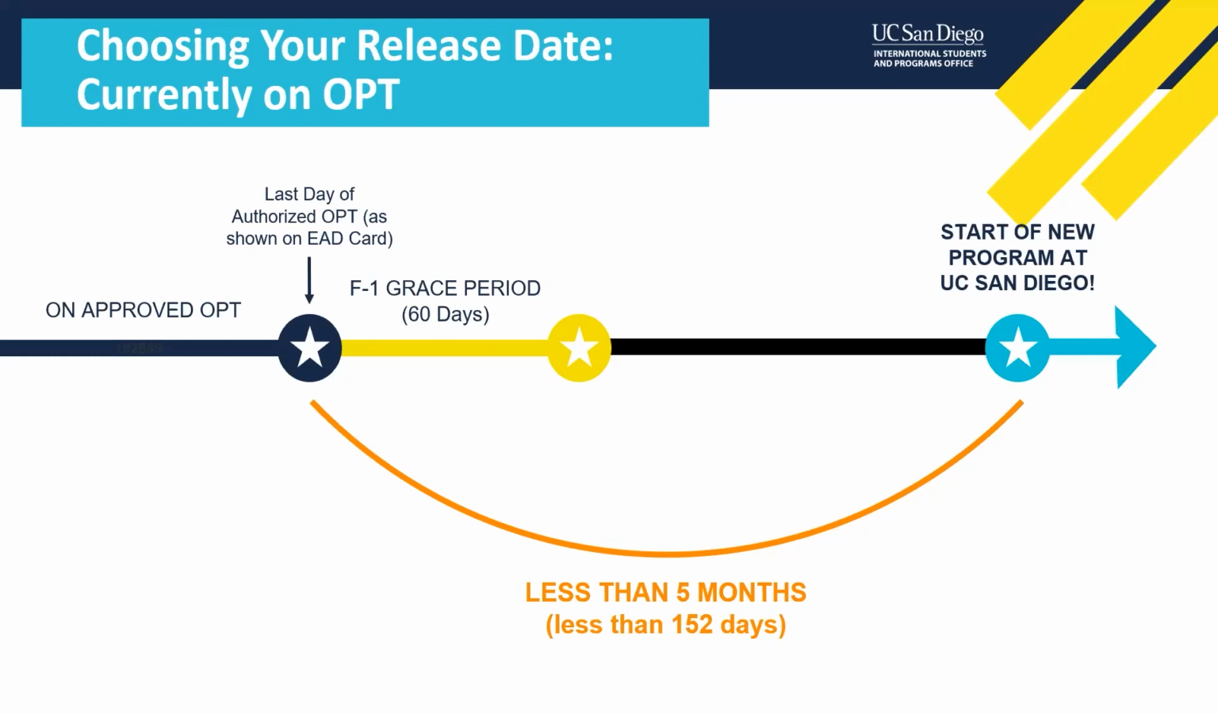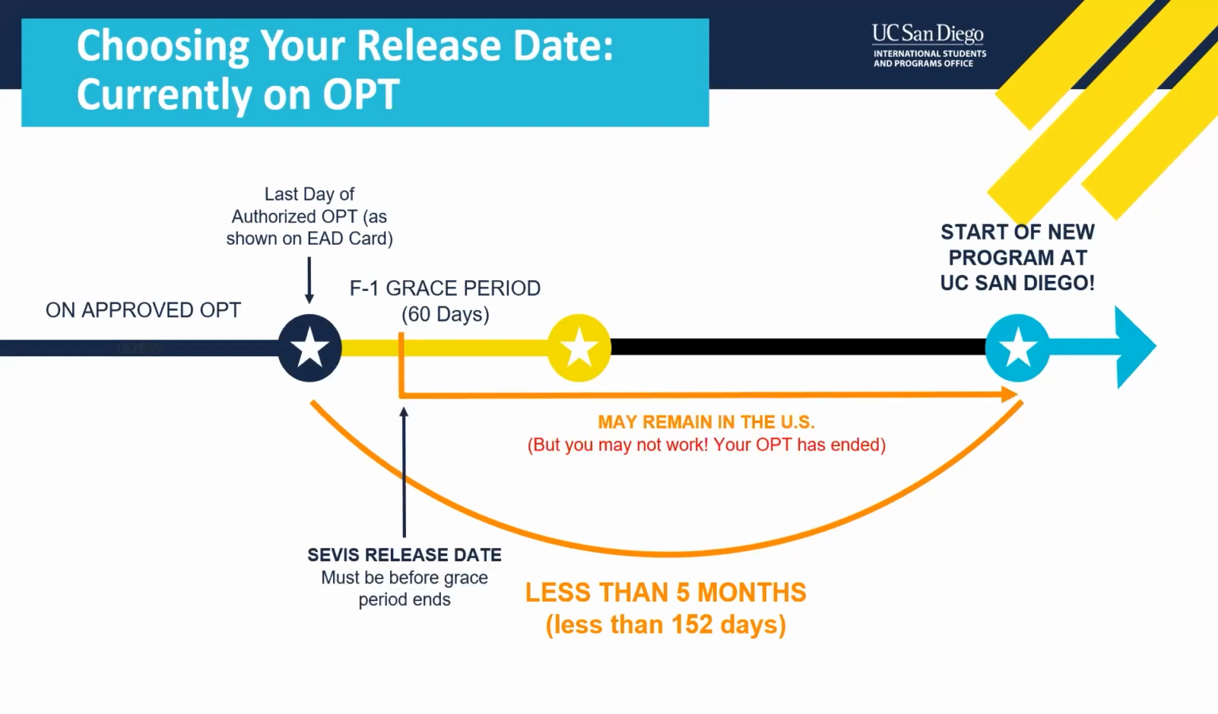They've identified their grace period, the 60 days immediately following their last day of authorized OPT, and they've confirmed that their last day of authorized OPT and the start date of their new program here at UC San Diego are less than 5 months apart.